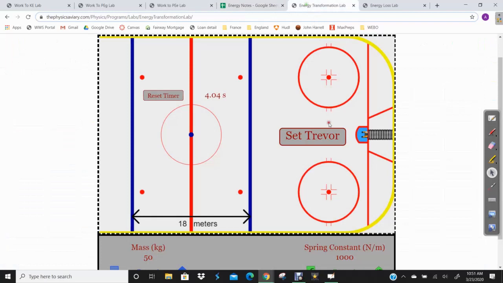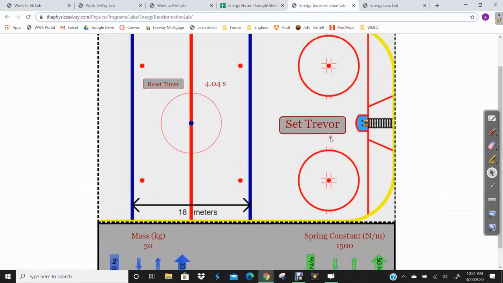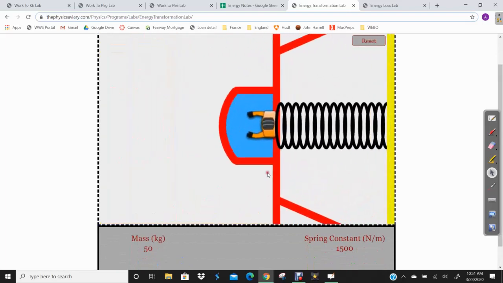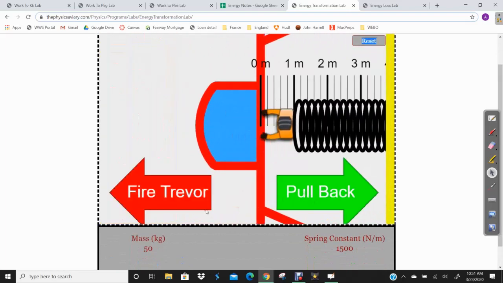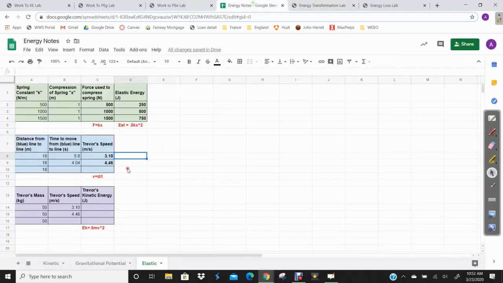And then we'll do this last one here where we change the spring constant to 1,500. We'll pull Trevor back, compress him 1 meter. Once again, we'll fire him. Okay, 3.28 seconds. This is not going to be perfect by any means. We'll go ahead and look at his speed there. Should have increased again. And indeed it did.